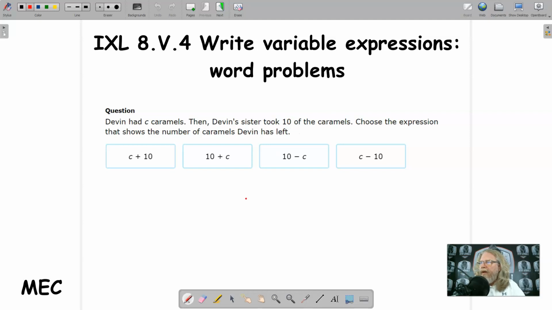So remember that whenever it comes to subtraction, what you start with is what you want to list first, and then what you're taking away is what's being subtracted. So we're looking for C minus 10, and indeed there's our selection here.